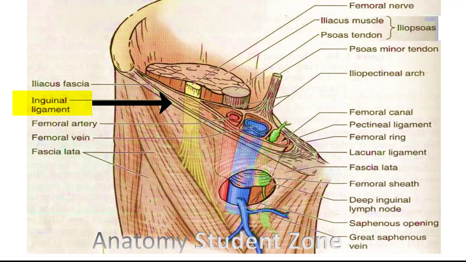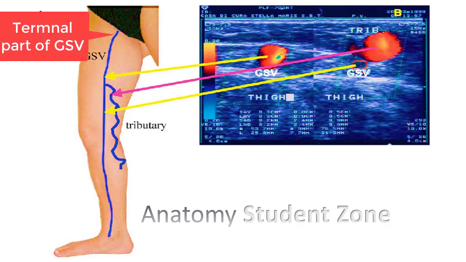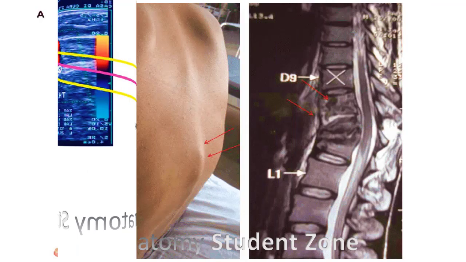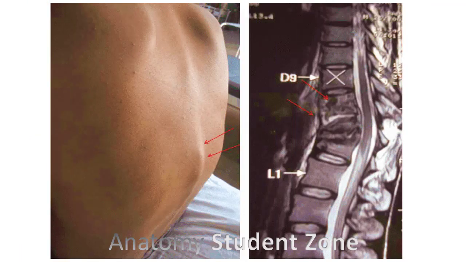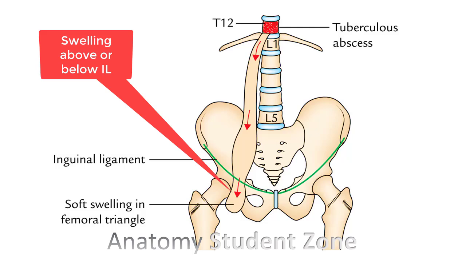Because it can be a case that there is a localized dilatation of the terminal part of the great saphenous vein and you confuse it with a femoral hernia. And it can also be a case that there is a tuberculous infection of the lumbar vertebrae resulting in extravasation of pus down into the thigh, and it presents like a swelling above and below the inguinal ligament. Again, we can confuse it with a femoral hernia.